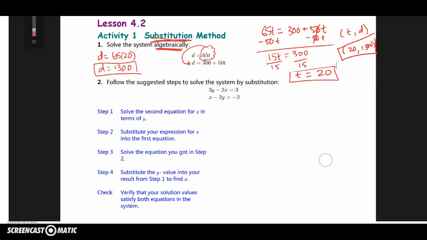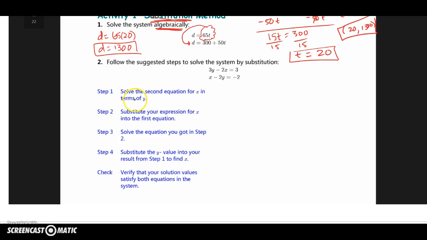Part 2, we're still doing the substitution method. So they give us the suggestion of what to do, but we should also know what to do ourselves. This is equation 1, this is equation 2. Since x looks loneliest, that's the guy I want to isolate in equation 2. It'd be the easiest thing to do, isolate the loneliest variable, and that's what they want us to do, solve the second equation for x in terms of y.